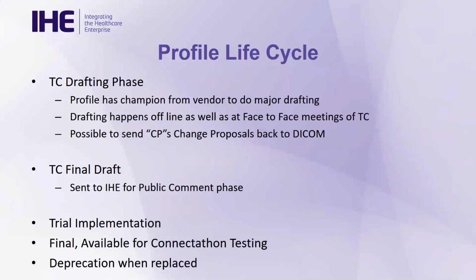Then once we decide what should get worked on, the technical committee will draft it. We normally have a champion for each of the profiles who does the major work. Of course, it happens offline because we can't accomplish everything at face-to-face meetings. And there are multiple face-to-face meetings of the technical committee throughout the year, 4 or 5 of them, and they're normally a week long. And if there are change proposals where we think DICOM should be modified in order to allow IHE-RO to do what we need to do, we'll send change proposals back to the DICOM Working Group 7 committee and see if we can get that changed.